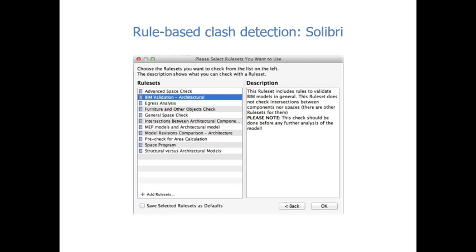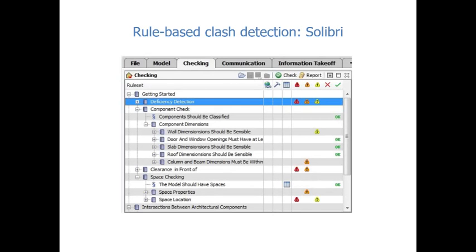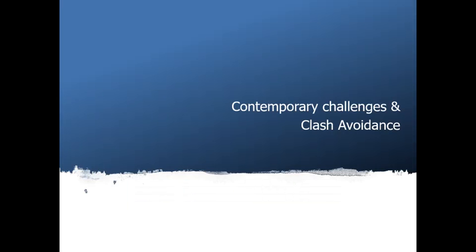This one is a rule-based clash section. That's Solibri. Okay, that's the interface. We're not going to use Solibri, but just in case, when you go into industry, Solibri is one of the software that does clash detection, and many companies use it. This is the interface of the model checking. So this is how they check the model for clashes. That's an interface of the software, right?